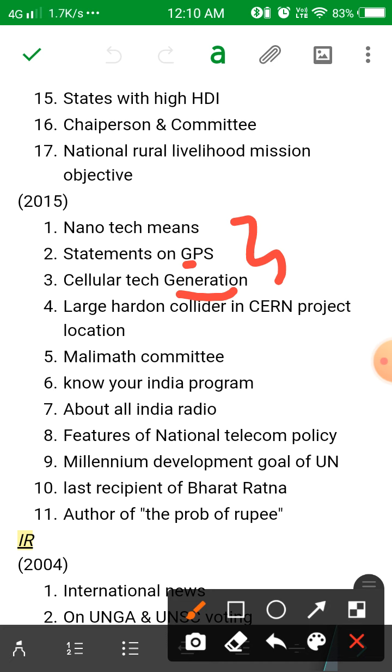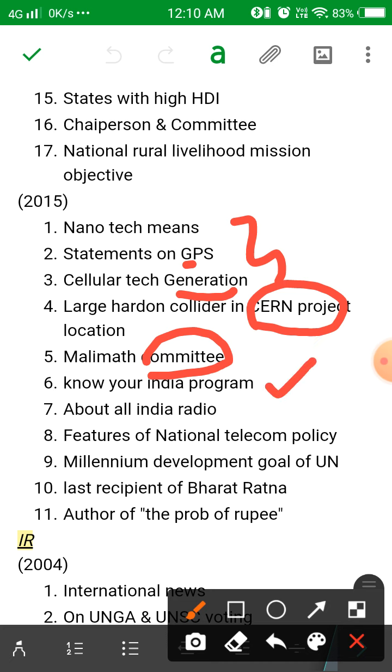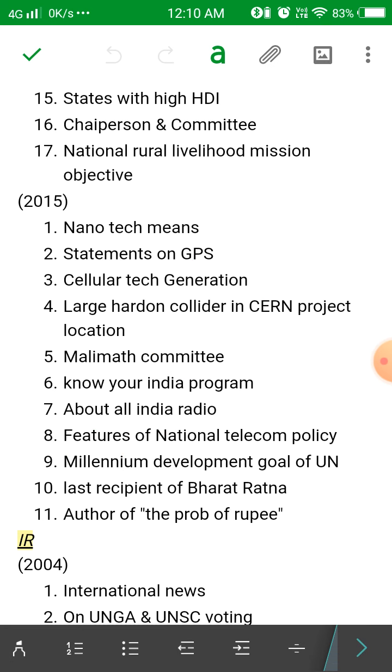Later on, I think this one is related to news question, CER and project location. See, as I've told you, the committee plays an important role in these questions, like what is the use and what is the responsibility of Malimat committee. And this was about use and like Know Your India program. And there was a question related to All India Radio. And then this was something very typical, like it asked for the features of national telecom policy.